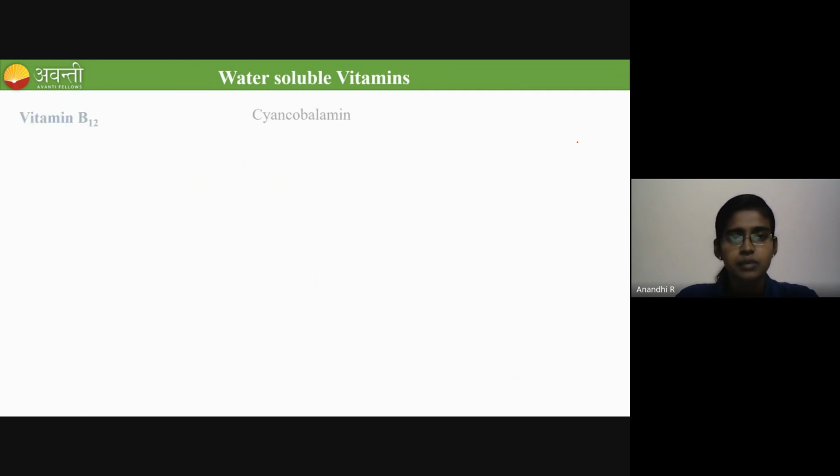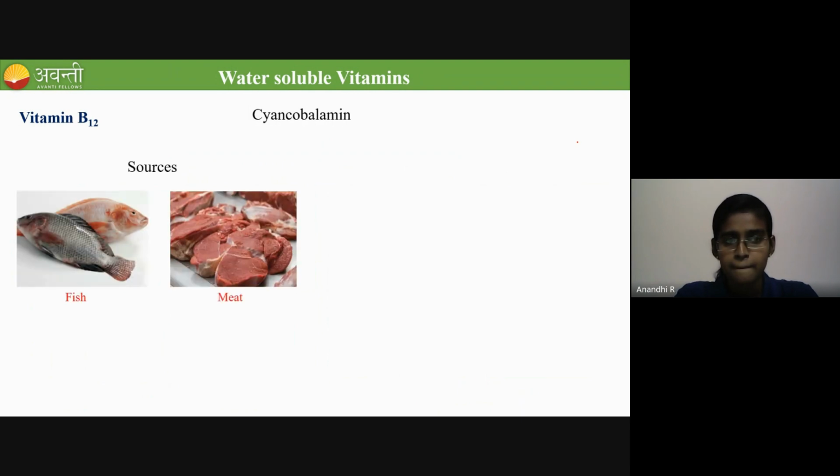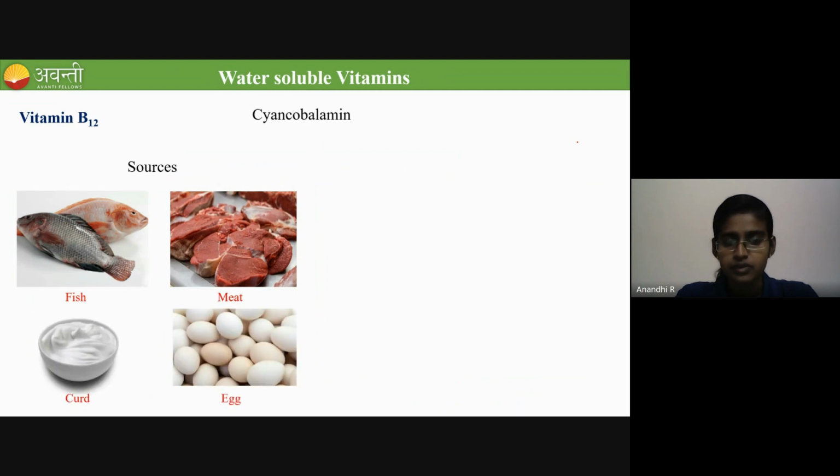And coming to the next one, vitamin B12, cyanocobalamin is the compound present there in vitamin B12. The sources are fish, meat, curd, and egg. Okay. So it comes under water soluble, but it can be stored. Vitamin B12 can be stored in your body. So fish, meat, curd, and egg are the sources.